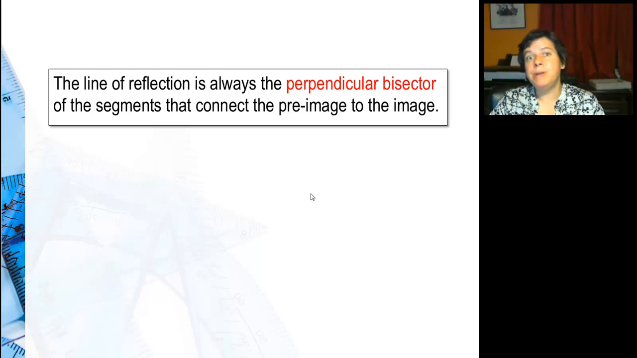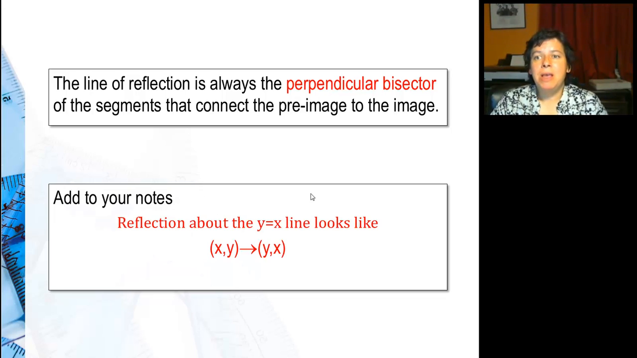It's perpendicular because it has negative reciprocal slope, and it's going through the midpoints of those segments. And then here's the bit I want you to add to your notes. Reflection about the y equals x line looks like this. Basically, x comma y goes to y comma x. Why will this come in handy? Not so much on your geometry test, but you're going to see this again in Algebra 2.